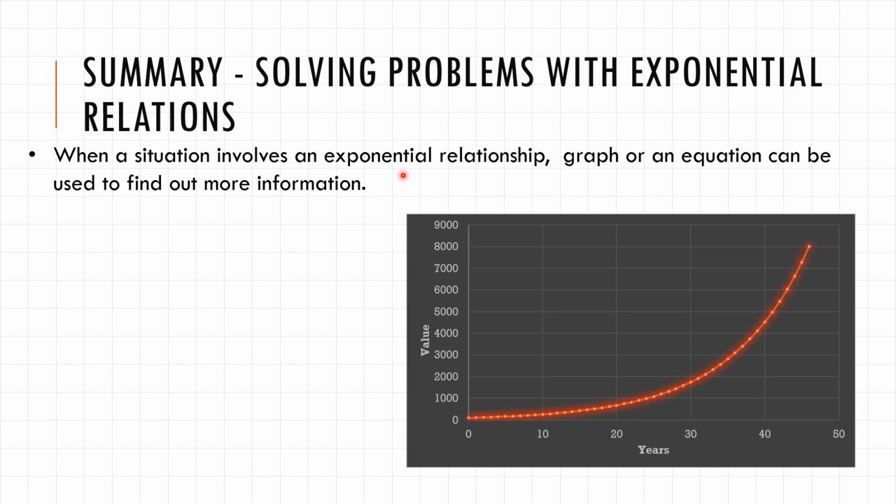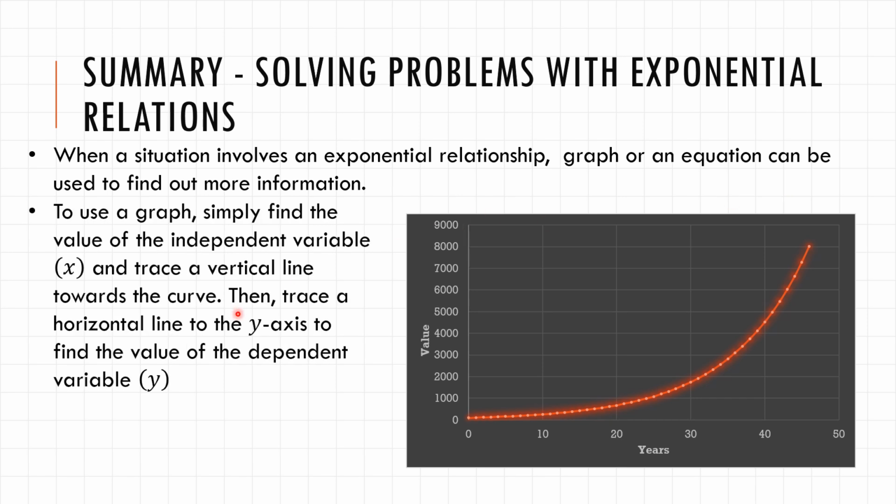When a situation involves an exponential relationship, you can use a graph or an equation to find out more information about it. To use a graph, all you have to do is find the value of the independent variable that you're looking for, go up from there until you touch the actual curve, and then go horizontally from there until you find a value of the dependent variable to use. And that will be the output. So after 37 years, the value of this, whatever we're measuring, was about $3,500.